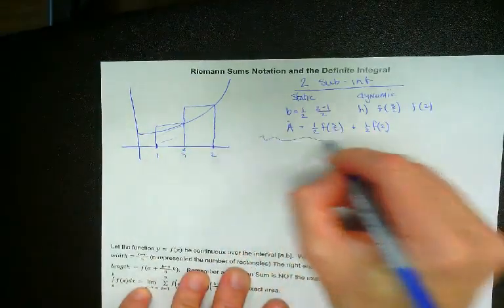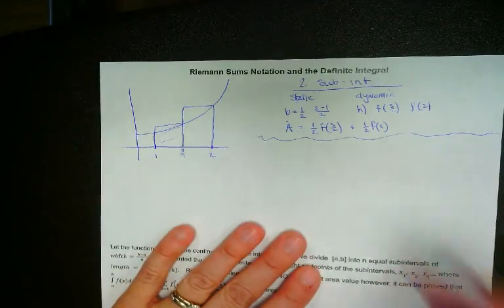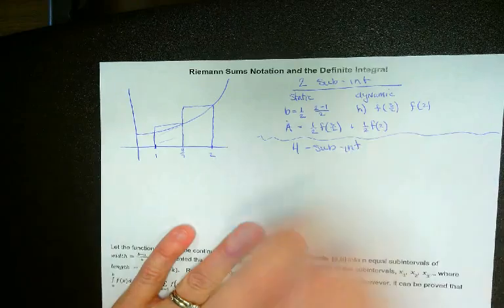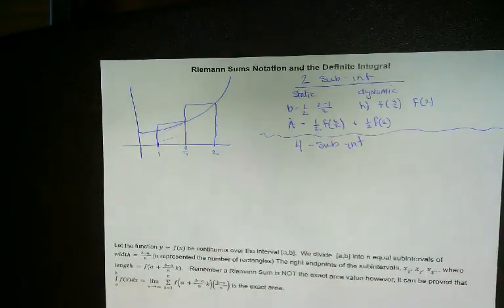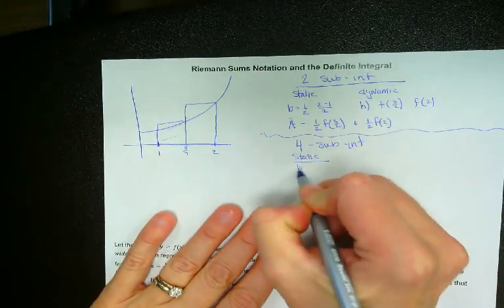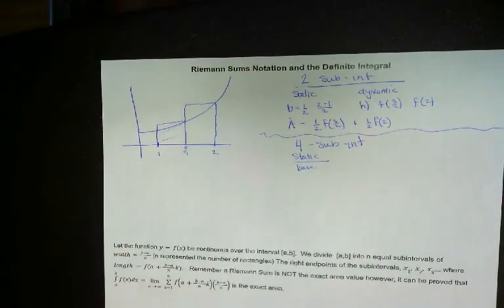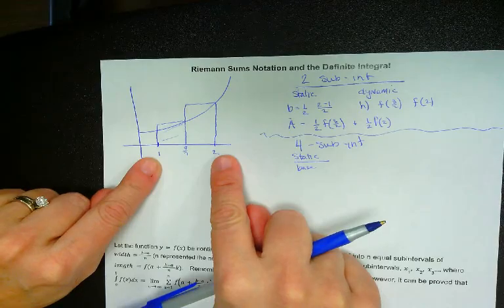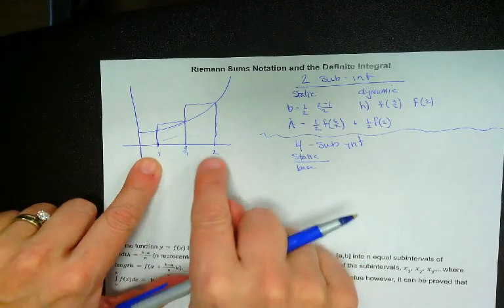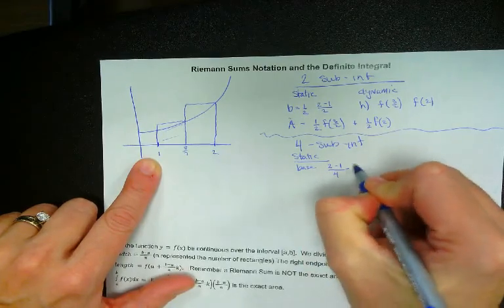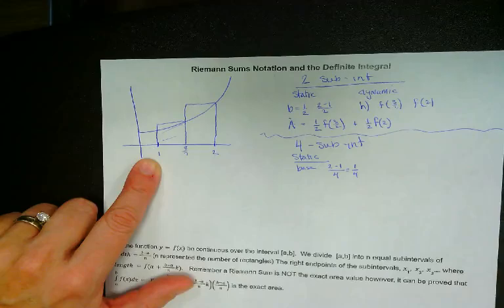All right, so let's make it a little more interesting. What if we said instead of 2 subintervals, we want 4 subintervals? So I'm going to change this 2 into a 4. So the static part, the part that's not going to change again, would be the base. How big would the base be this time if I had to squeeze 4 subintervals in there? 1/4. 2 minus 1 is 1, right? I have a total of 1, and I'm dividing it by 4. So that would get me a base of 1/4.